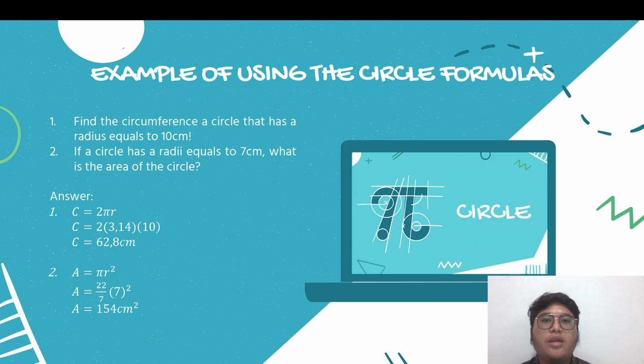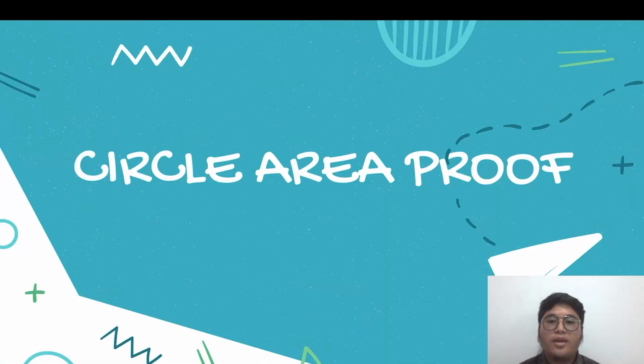And when we calculate it, we can cancel out the 7. So we get A equals 22 over 7 times 7 squared. Then A equals 22 times 7, because one 7 is cancelled out. And we continue to calculate it. Then we get the area of the circle, A equals 154 centimeters squared.